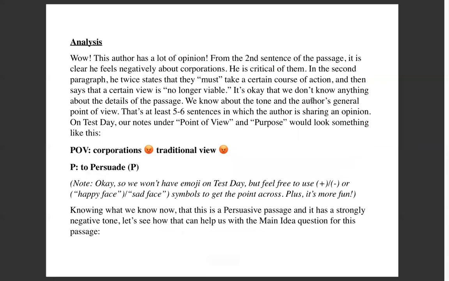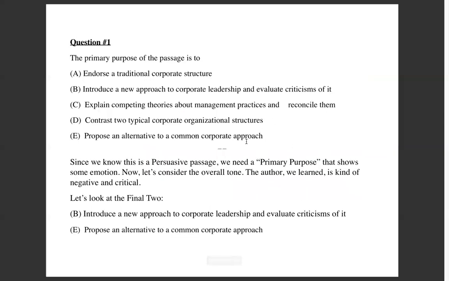All right, so now we know this is a persuasive passage. We know that the tone is quite negative. So let's look at the main idea question for this passage. And this I will read. Primary purpose of the passage is to, as we said, the phrase primary purpose, that's sort of the dead giveaway. This is the main idea question. One of the things that you might notice on main idea questions is that the first word of the answer choices is almost always a verb, and usually an infinitive verb. And that's exactly what it is here. Endorse, introduce, explain, contrast, propose, etc.